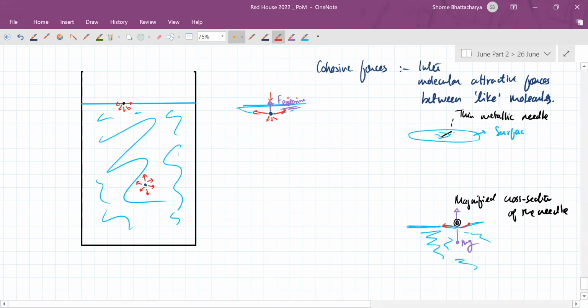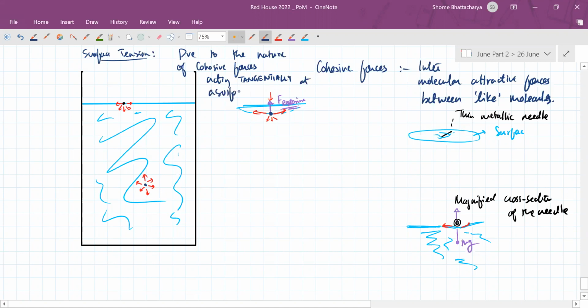So this is surface tension. It is a property that is observed due to the nature of cohesive forces acting tangentially at a surface. That is the origin of this property of surface tension.